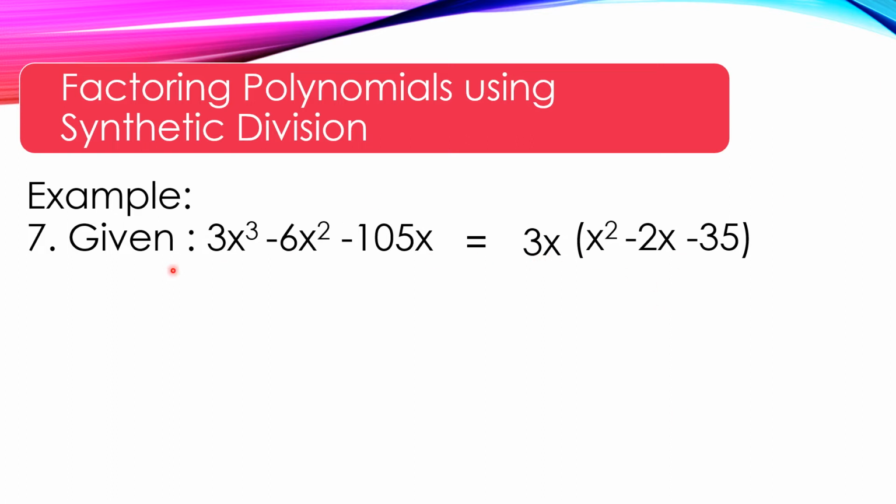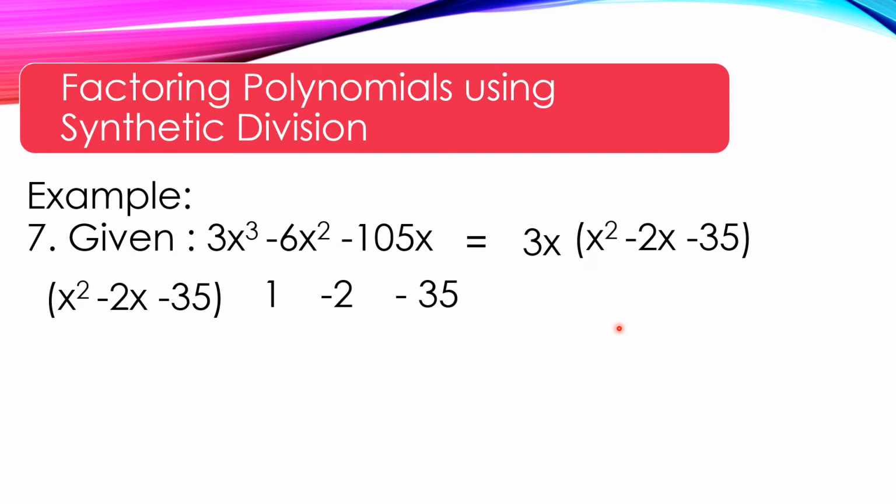So, how? Just simply divide the first term, 3x cubed, by 3x. So, cancel the 3. Then, x cubed divided by x, that will be x squared. Then for the second term, negative 6x squared divided by 3x. So, negative 6 divided by 3 is negative 2. X squared divided by x is x. Then for the last term, negative 105x divided by 3x. So, negative divided by positive, negative. 105 divided by 3 is 35. So, cancel the x.